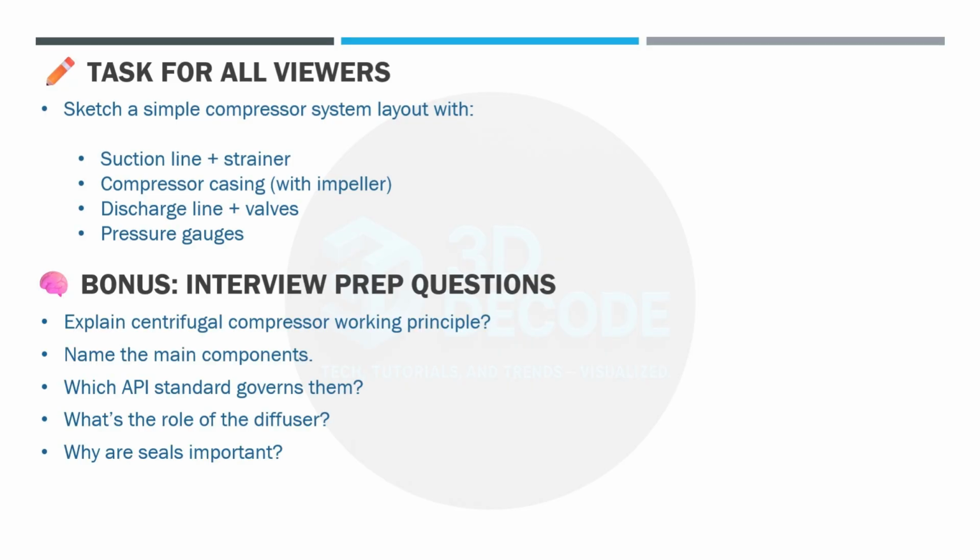Finally, here are a few interview-style questions to practice. 1. Explain the working principle of a centrifugal compressor. 2. What are its main components? 3. Which API standard applies and what does it cover? 4. What is the role of a diffuser? 5. And why are seals so important in compressor design?